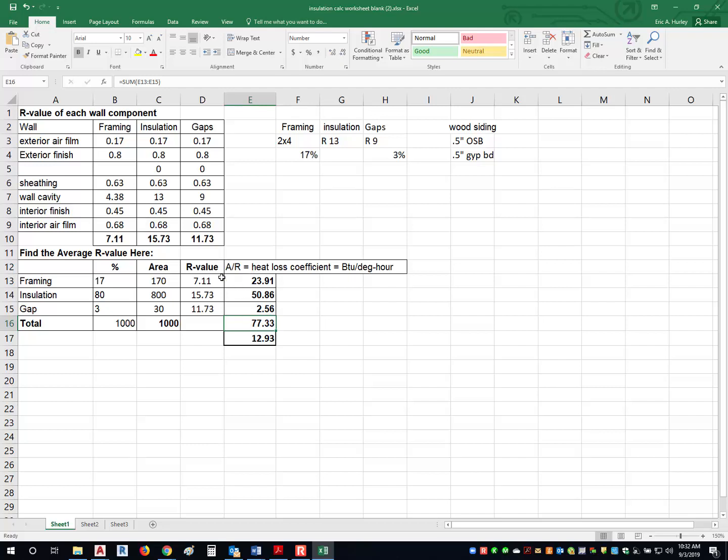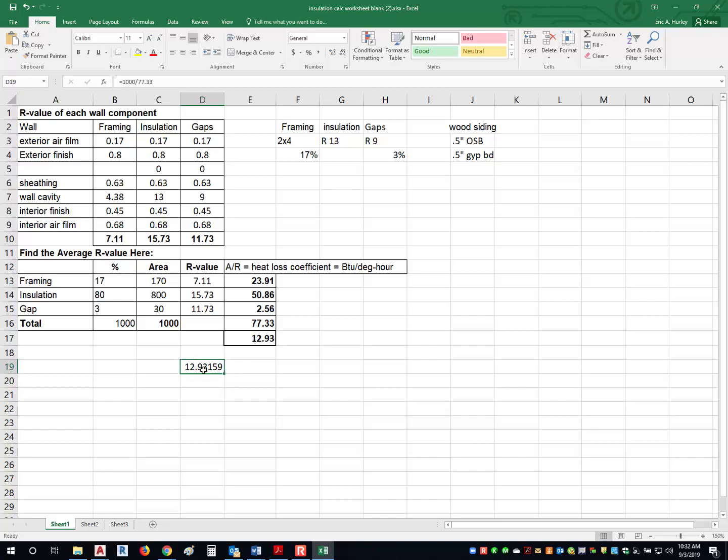Now, again, A over R, if I take the total area, which is 1,000 square feet, and I divide it by the total R value, equals 1,000 divided by 77.33, I get 12.93, and there's that number there.